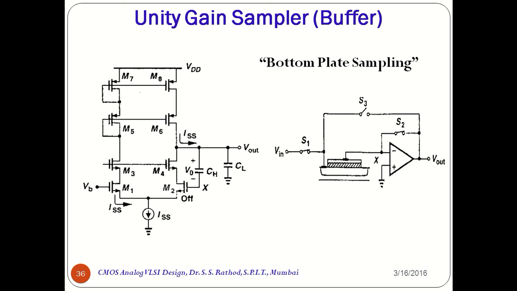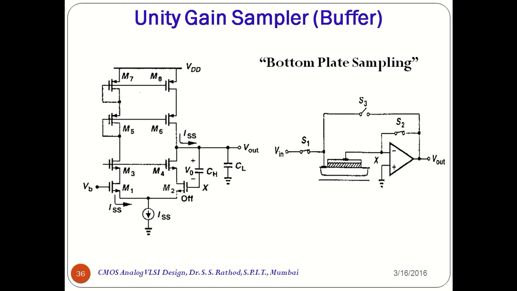The slewing continues until Vx is sufficiently close to the gate voltage of M1, after which point the settling progresses with the time constant which we have derived in the earlier slide. Thus, we can say that the input capacitance of the op-amp degrades both the speed and the precision of the unity gain sampler.